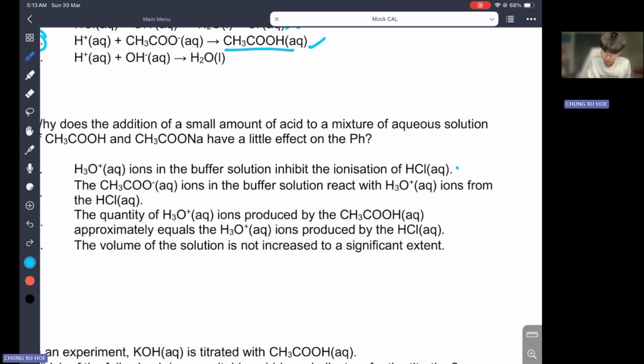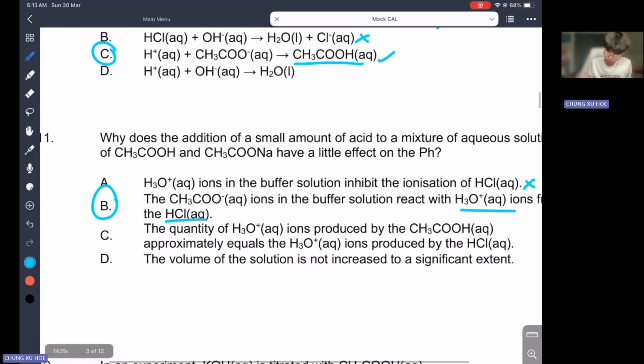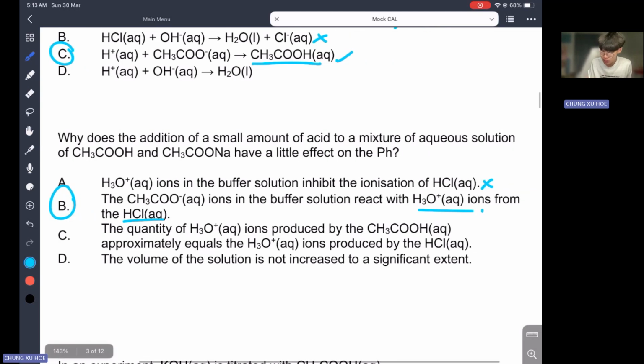I don't think so. The CH3COO- ions in the buffer solution react with H+ ions from HCl. Is this one correct? Does it make sense or not? CH3COO- reacts with H+ ion to form CH3COOH, from the HCl. Makes sense?